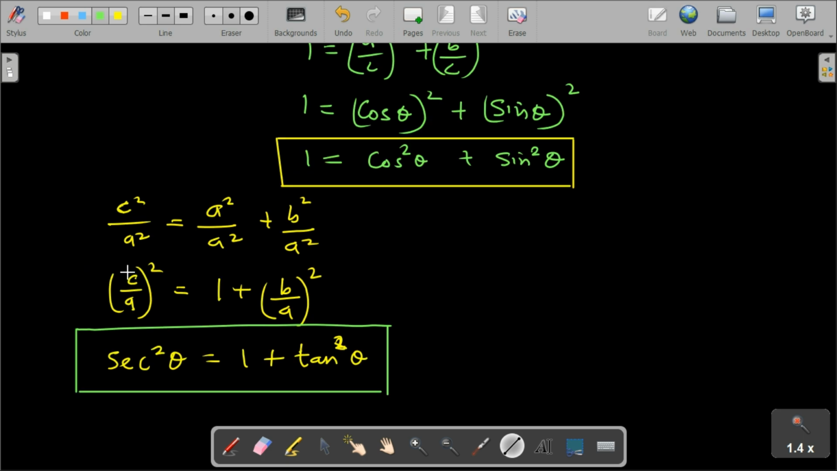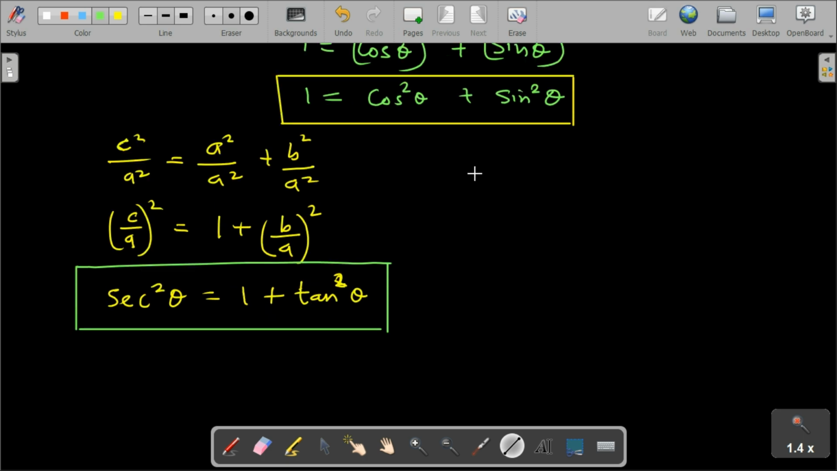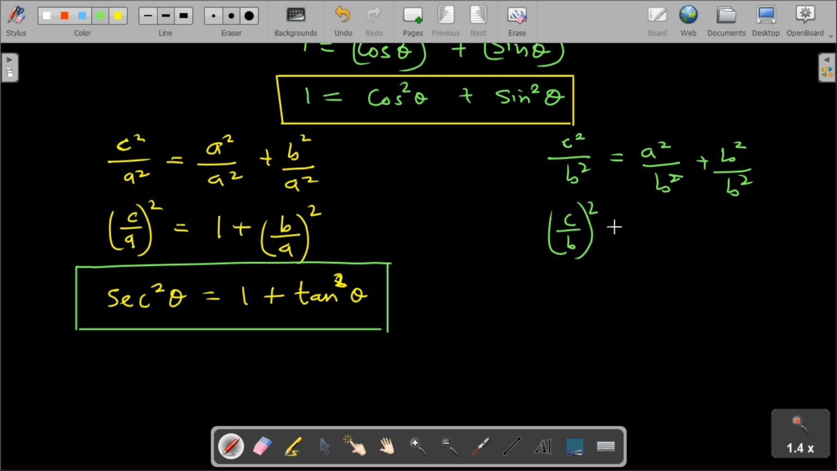Also, what if we divide through by B squared? Let's see what we get. If we divide through by B squared, then we would have C squared. You can pause the video and try this on your own and compare your answers with mine. So C squared divided by B squared equals A squared divided by B squared plus B squared divided by B squared. Of course, this can also be written as C over B all squared equals what? A over B all squared plus 1.